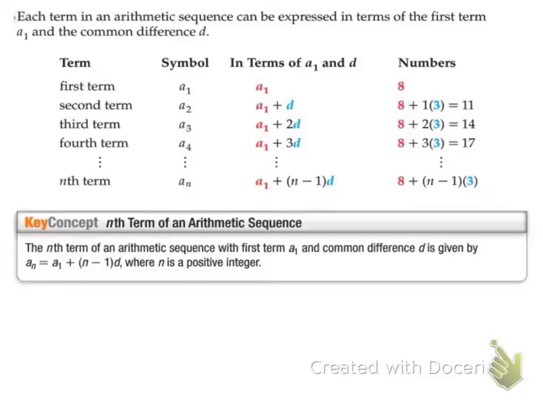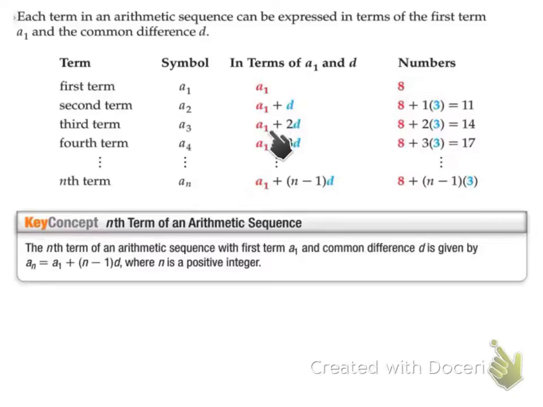Would you guys agree that the first term of a sequence is just the first term? The second term, because we found a common difference, would be the first term plus whatever that difference is, whether it's adding it or subtracting it. All right? Hence, over here they have 8. If the common difference is 3, 8 plus 3 is 11.